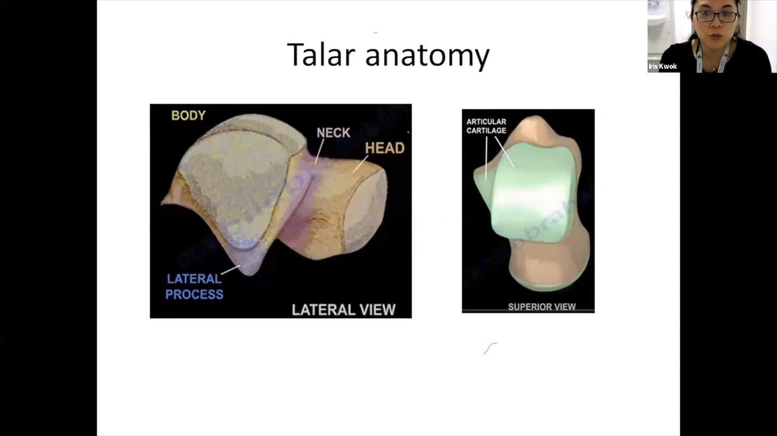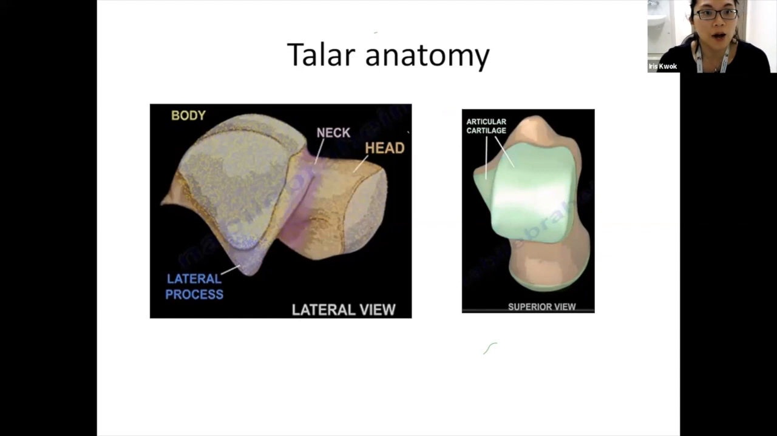A quick bit about talar anatomy. I'm not going to go into too much detail about the anatomy of the talus, but you do need to know the basics. It's made up of the head, the neck, and the body. You've also got a little jutting out bit on the side called the lateral process. So the head is the bit that articulates with the talonavicular joint.